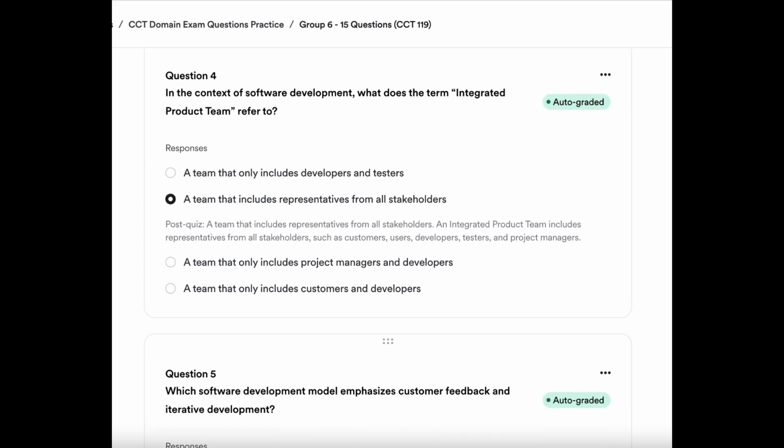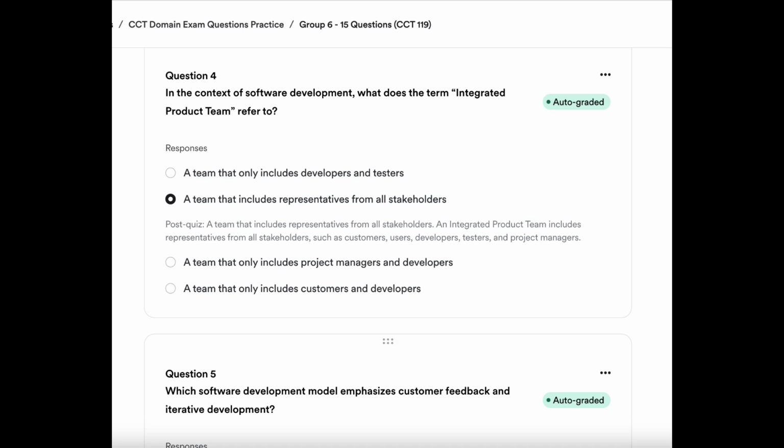Question 4. In the context of software development, what does the term integrated product team refer to? This is something that's called out in the book, and you may not have heard of something like this, but it's called an integrated product team, IPT. What does it refer to? A, a team that only includes developers and testers. B, a team that includes representatives from all stakeholders. C, a team that only includes project managers and developers. Or D, a team that only includes customers and developers.